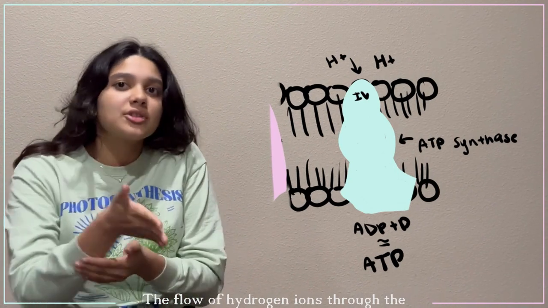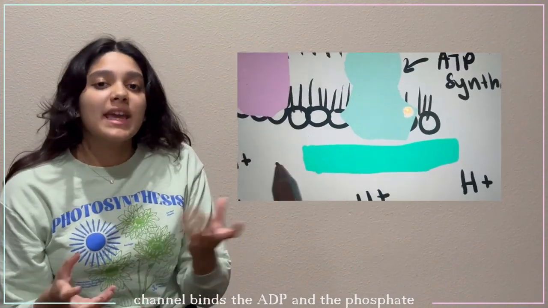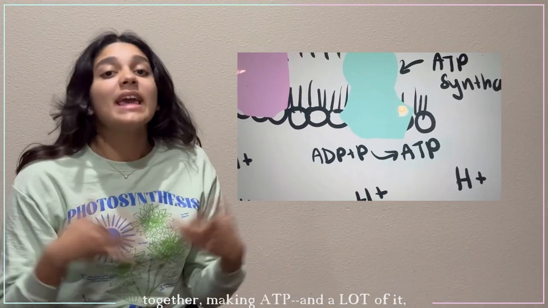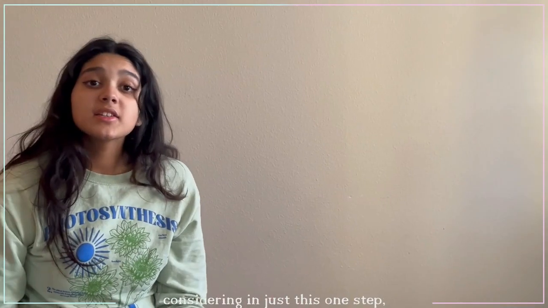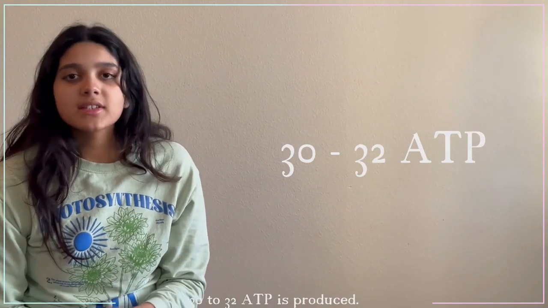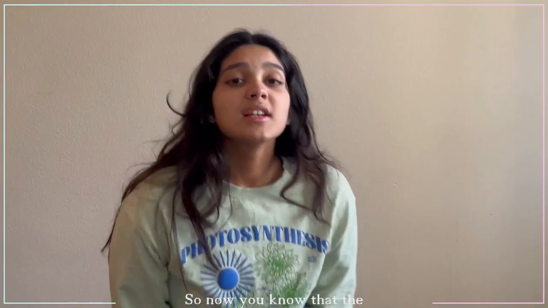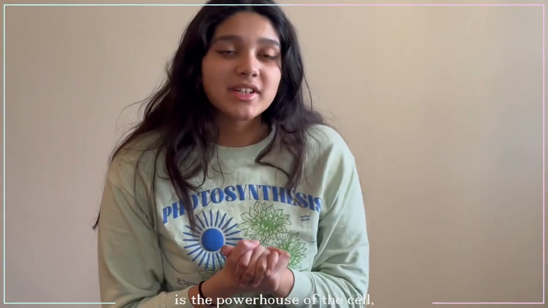The flow of hydrogen ions through this channel binds the ADP and the phosphate together, making ATP, and a lot of it. Considering in just this one step, 30 to 32 ATP is produced. So now you know that the mitochondria is the powerhouse of the cell because of ATP synthesis.